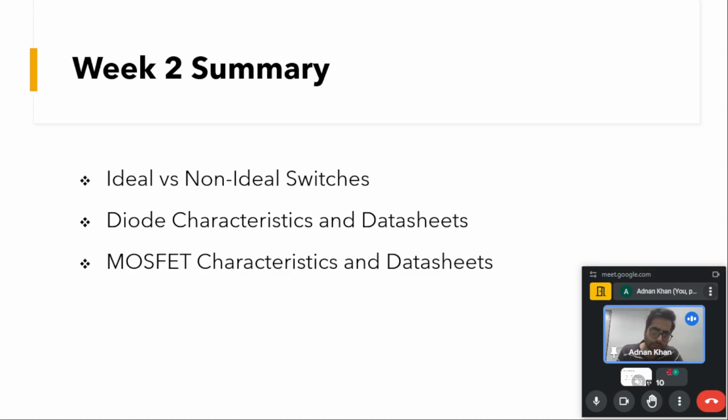Then we discussed diode characteristics, and mainly how to read the data sheet of diodes or MOSFETs. If we have a diode with a certain part number and we search for that part number, you will get a data sheet, with multiple characteristics associated with that diode, like its voltage blocking capability, current carrying capability, and some other aspects that we will see in the subsequent slides.